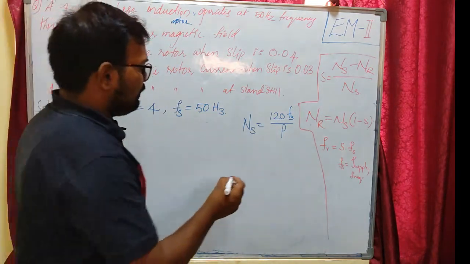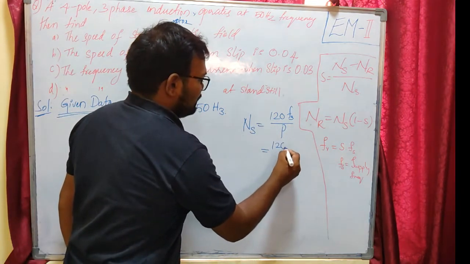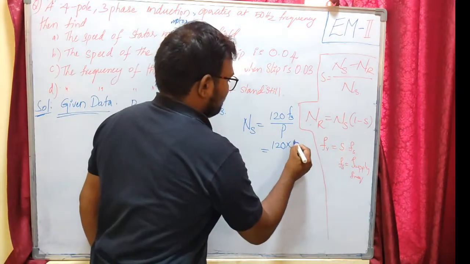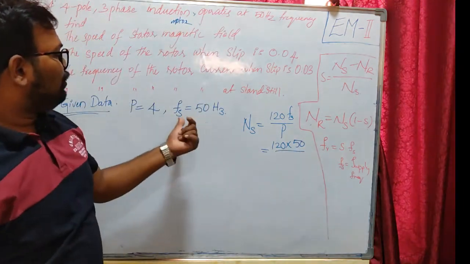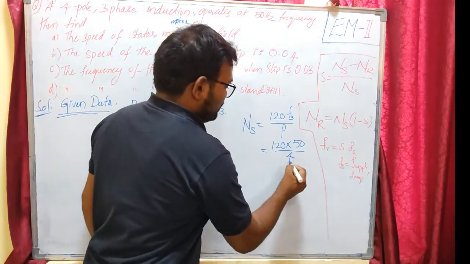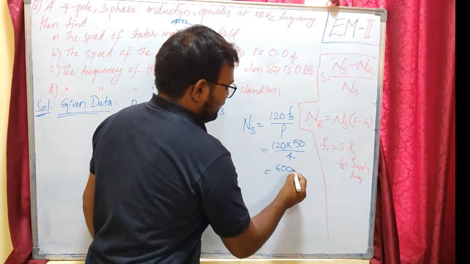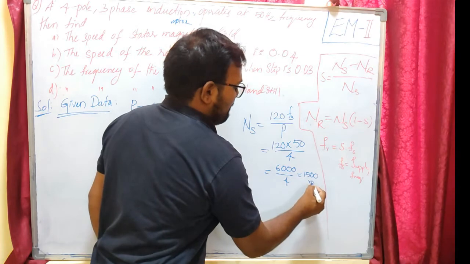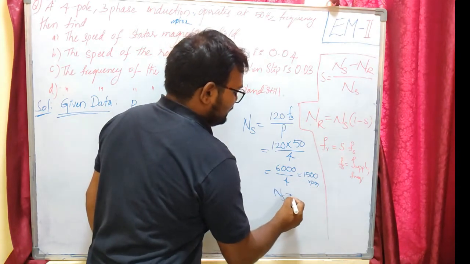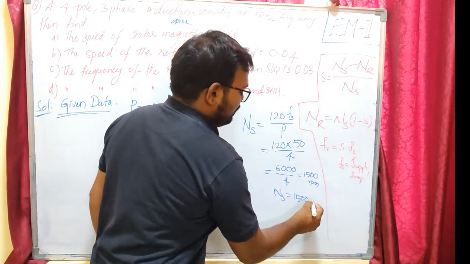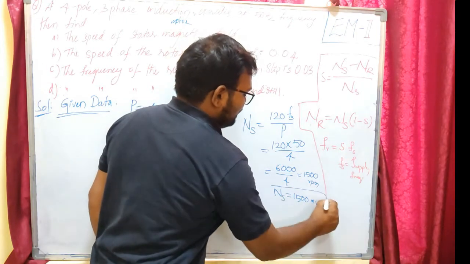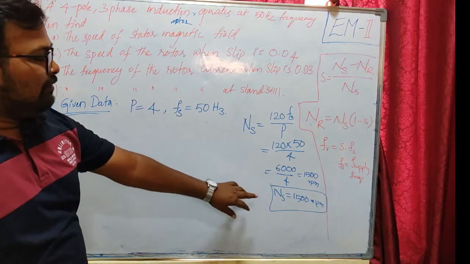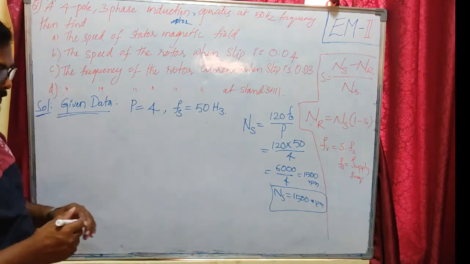Okay. So now I am going to find out the synchronous speed. 120 into Fs, the supply frequency is 50 Hz, and the number of poles is 4. So this is 6000 by 4, which is equal to 1500 rpm. The synchronous speed is 1500 rpm. So by finding the synchronous speed, half of the problem will be over. Whenever you find out the synchronous speed, your problem will be very easy.